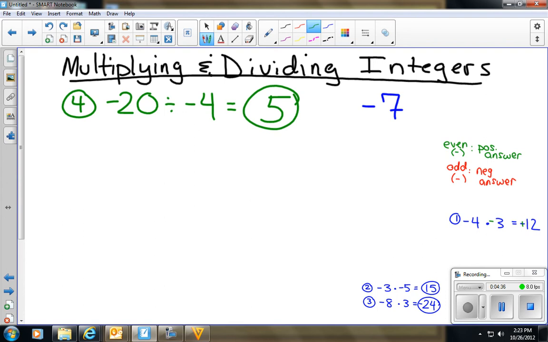So the answer in this one's going to be positive 5. Now, we could have positive 40 divided by negative 10.